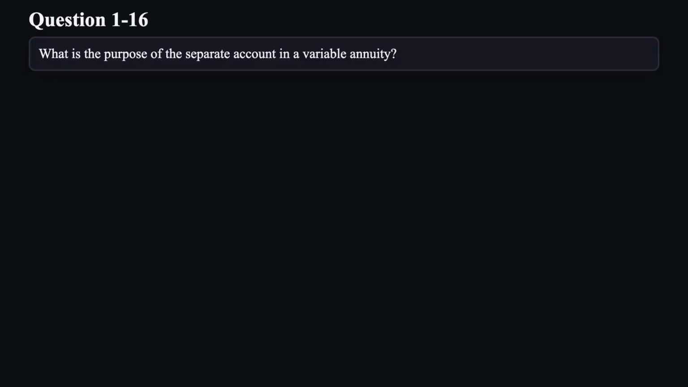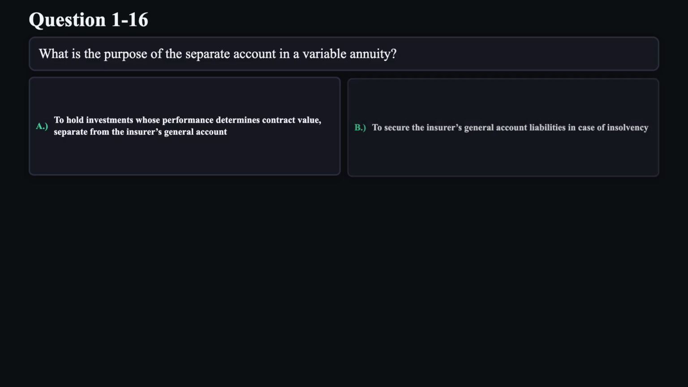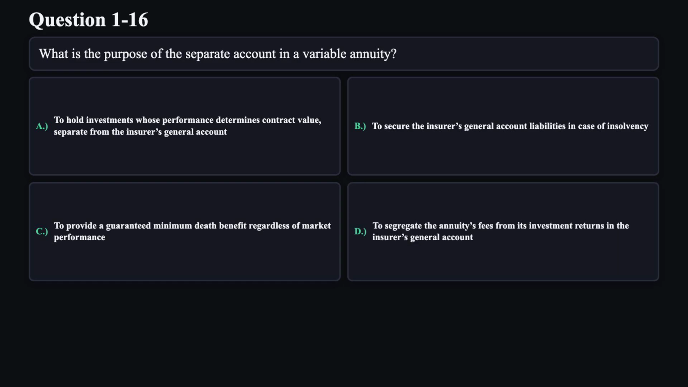Question 16. What is the purpose of the separate account in a variable annuity? A. To hold investments whose performance determines contract value, separate from the insurer's general account. B. To secure the insurer's general account liabilities in case of insolvency. C. To provide a guaranteed minimum death benefit regardless of market performance. D. To segregate the annuity's fees from its investment returns in the insurer's general account.